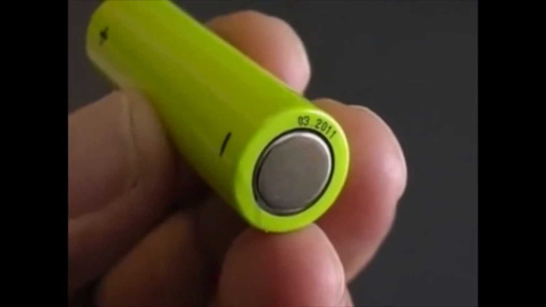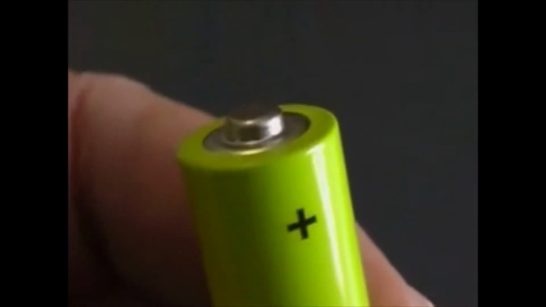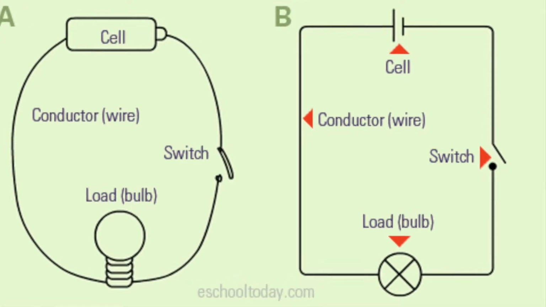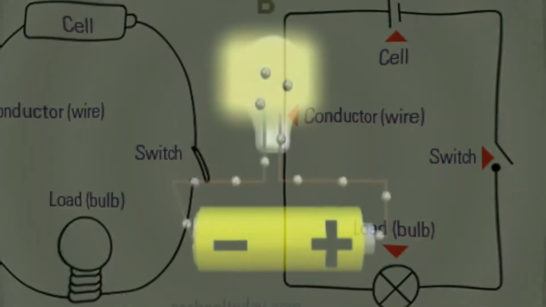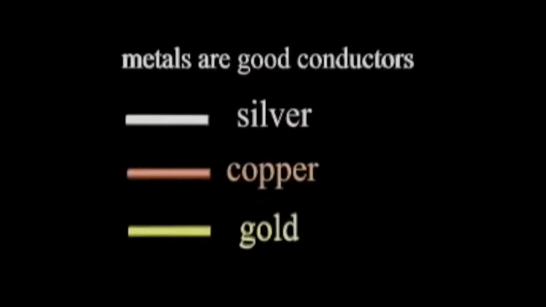The force of the battery moves electrons out of the plate on the negative end and attracts them to the metal bump on the positive end. To the left we have the conductors. Electrons will start to move from negative to positive when the conductors are connected. Most metals are good conductors of electricity.